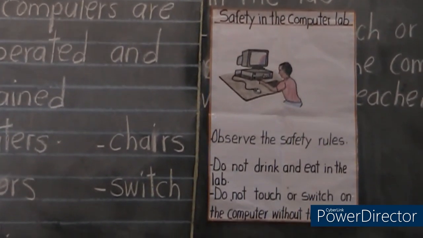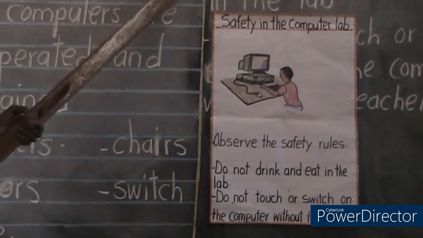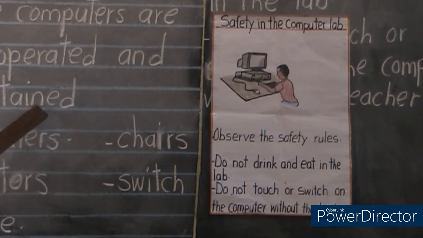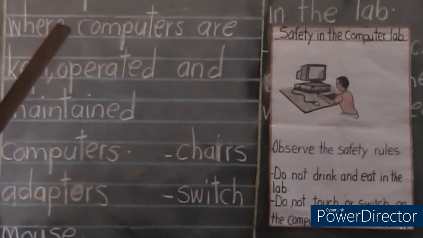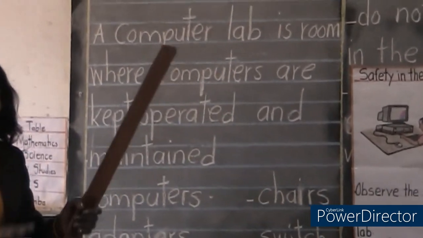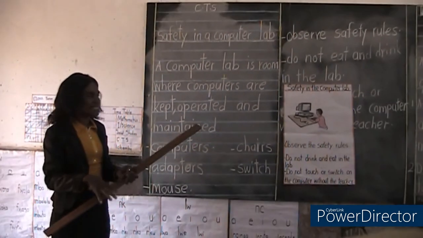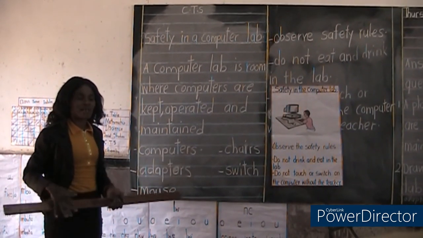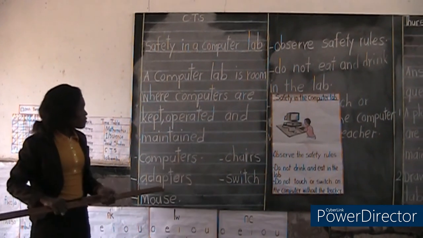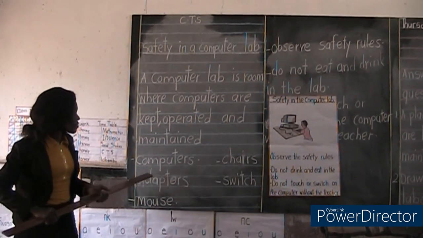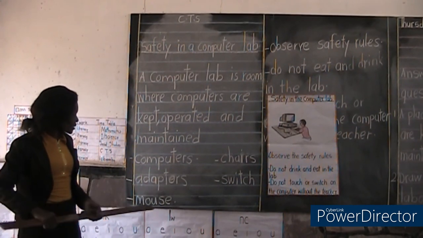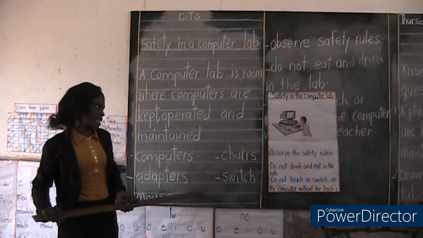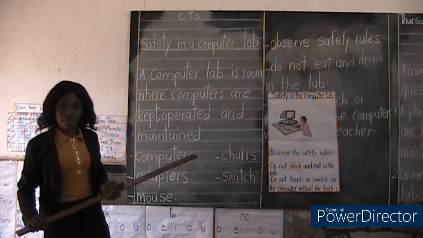Okay. So now, remember today we have learned about safety in the computer lab, where we have said a computer lab is a room where computers are kept, operated, and maintained. In the computer lab you find computers, they keep computers there, they operate them and they maintain them from the same room. Then we said the things found in the computer lab are computers, adapters, mouse, chairs, and the switch. There are a lot of things there, but these are the ones we are able to remember, okay?